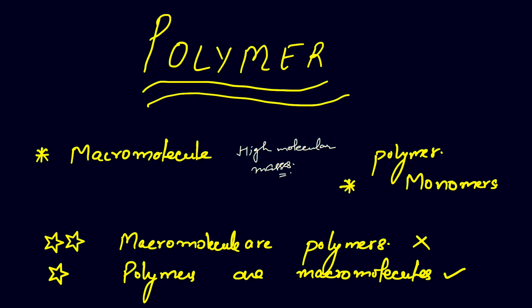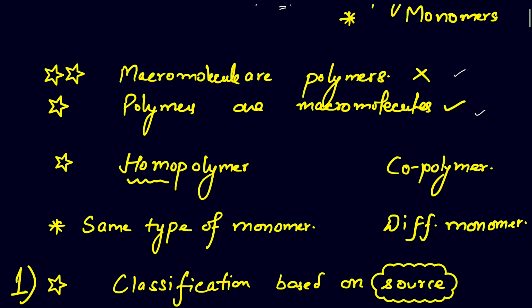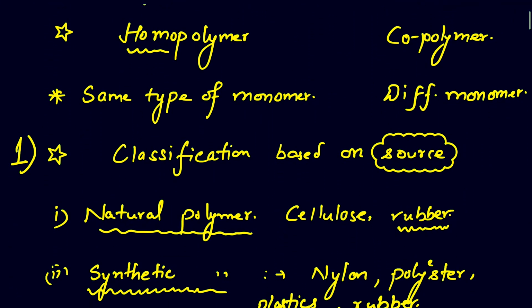So if we say that macromolecules are polymers, then it is a wrong statement. But if we say that polymers are macromolecules, that is a correct statement. So this is the difference between a macromolecule and a polymer. Now next we have homopolymers and copolymers.